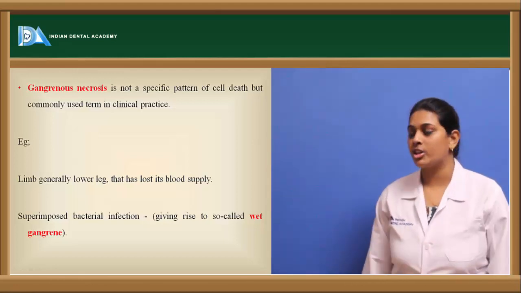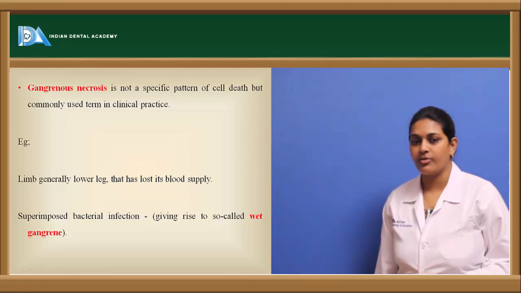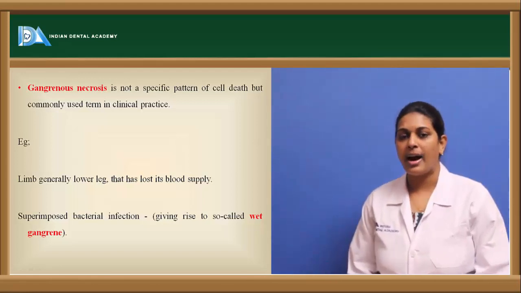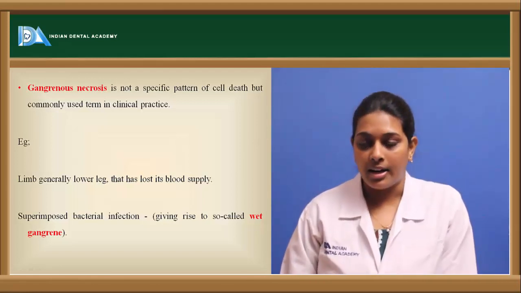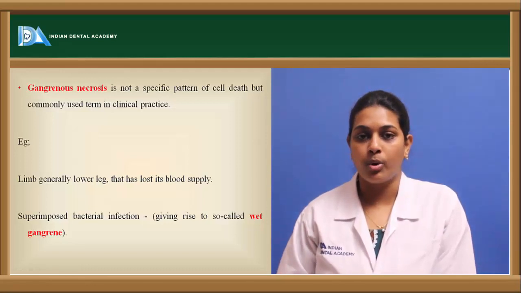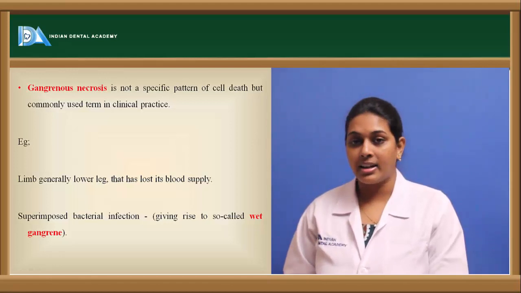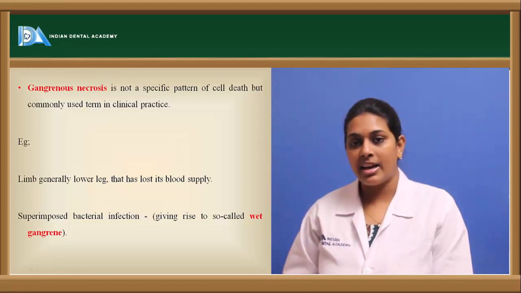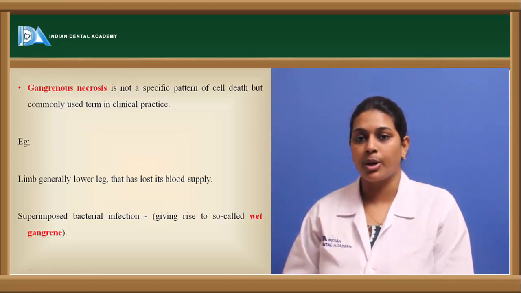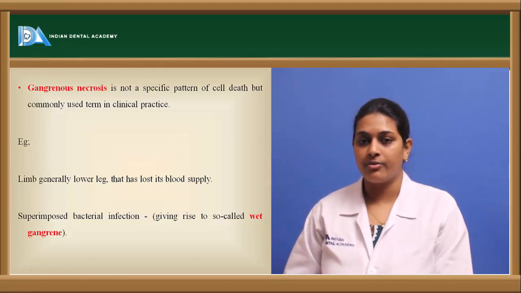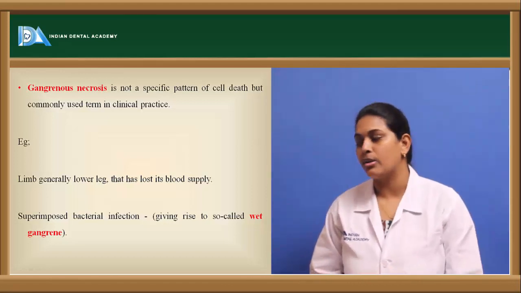The other illustration is a superimposed bacterial infection, where there could be a gangrenous necrosis overlying, but underlyingly the cause is majorly a bacterial infection. In such cases we call it wet gangrene.